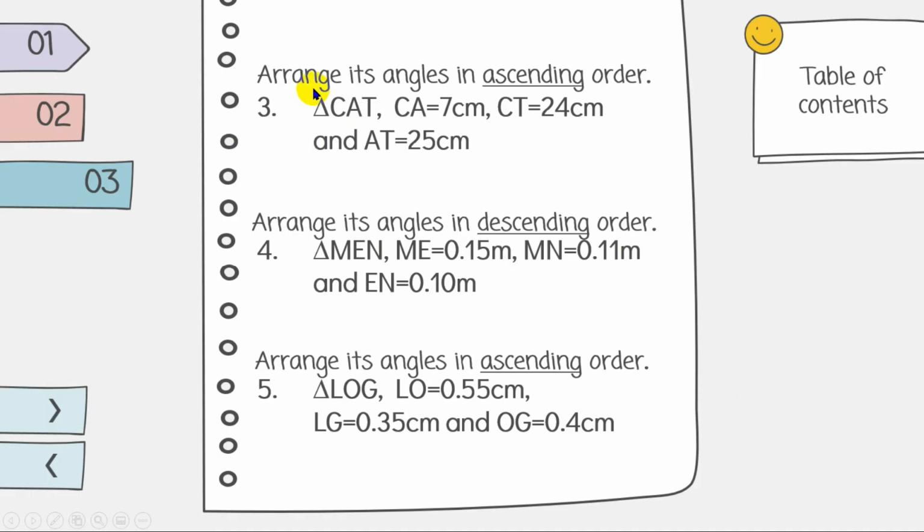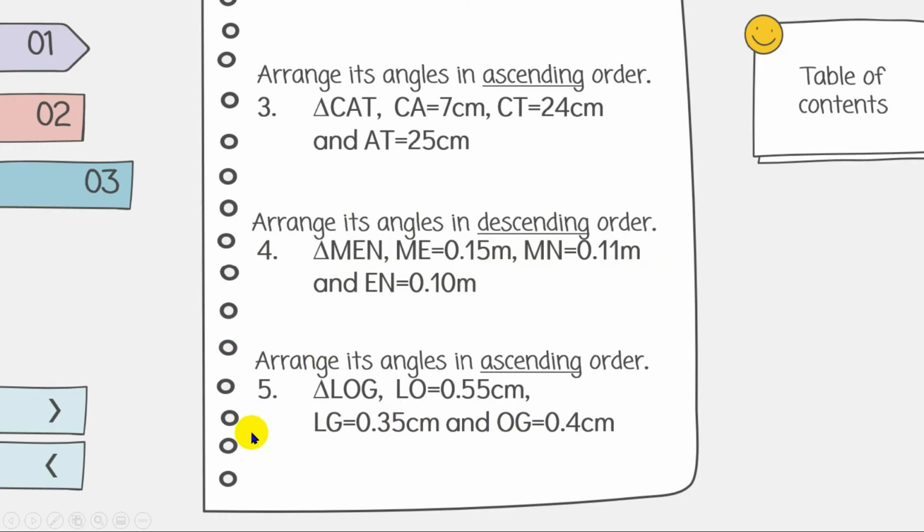So number 3, arrange the angles in ascending order. Triangle CAT. So ascending, papataas. CA is 7 cm, CT is 24 cm, side AT is 25 cm. Ascending order, papataas. Next, arrange its angles in descending order. So papaliit naman. Triangle MEN. Side ME is 0.15 meters. Side MN is 0.11 meters. And side EN is 0.10 meters.